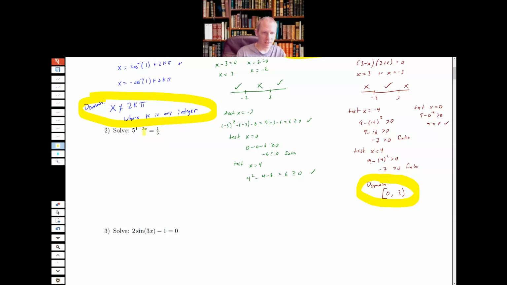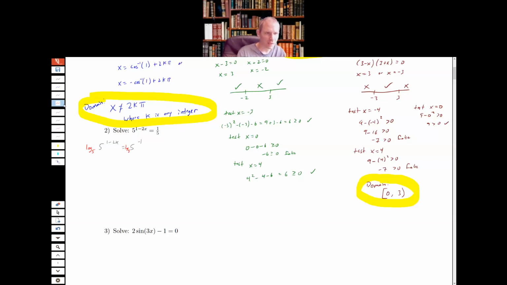I could just start by taking the natural log of both sides. In this case, though, because the left-hand side is already a base 5, I can rewrite the right-hand side as a base 5. So we have 5 to the power of 1 minus 2x equals 5 to the power of negative 1. Since exponential functions are 1 to 1, I can just write the two exponents equal to each other. Or another way to think about that is we could take the log base 5 of both sides.